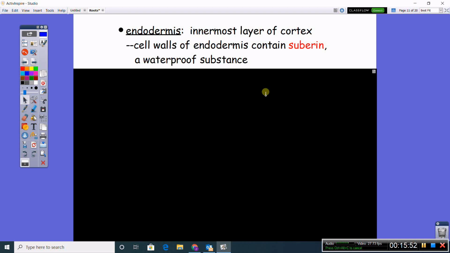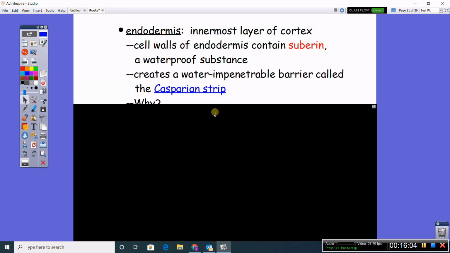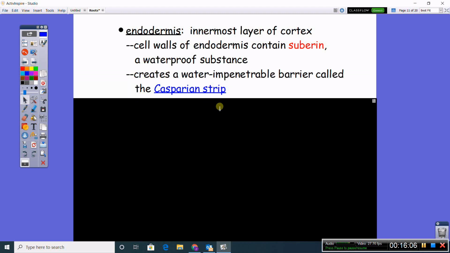So this is a really important topic here. We sort of have to take a little detour to talk about this suberin. The cell walls of the endodermis contain suberin, which is a waterproofing substance. And that layer of suberin creates a water impenetrable barrier called the Casparian strip.